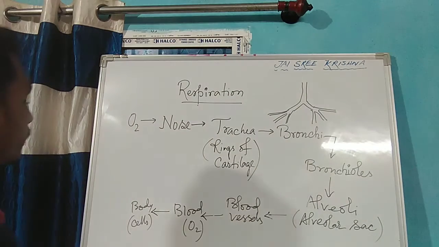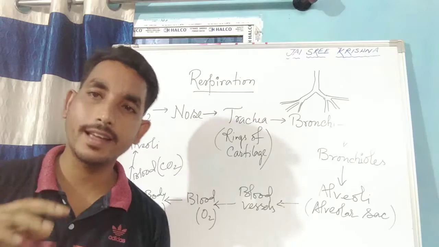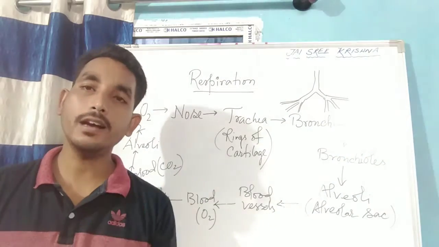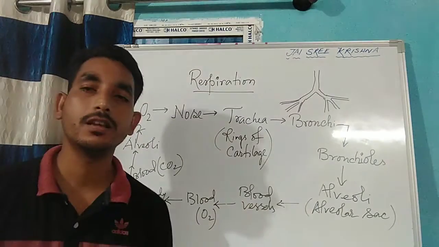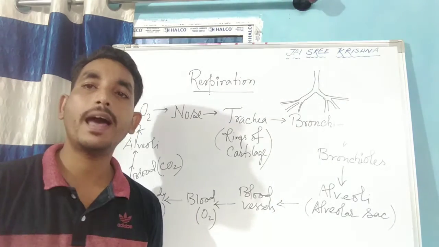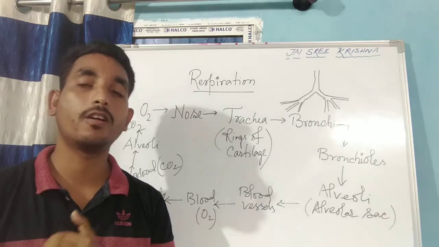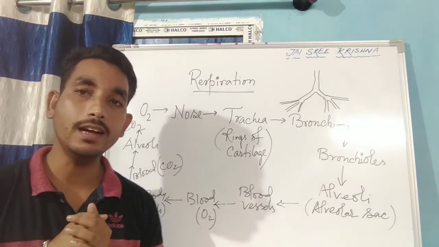Now in the cells, the carbon dioxide is taken back by the blood and transported to the lungs. From the lungs it goes out of our body through the exhalation process. During inhalation we are taking in oxygen, and during exhalation we are giving out carbon dioxide. Not exactly exhaling oxygen, we are actually producing the carbon dioxide inside the cell.